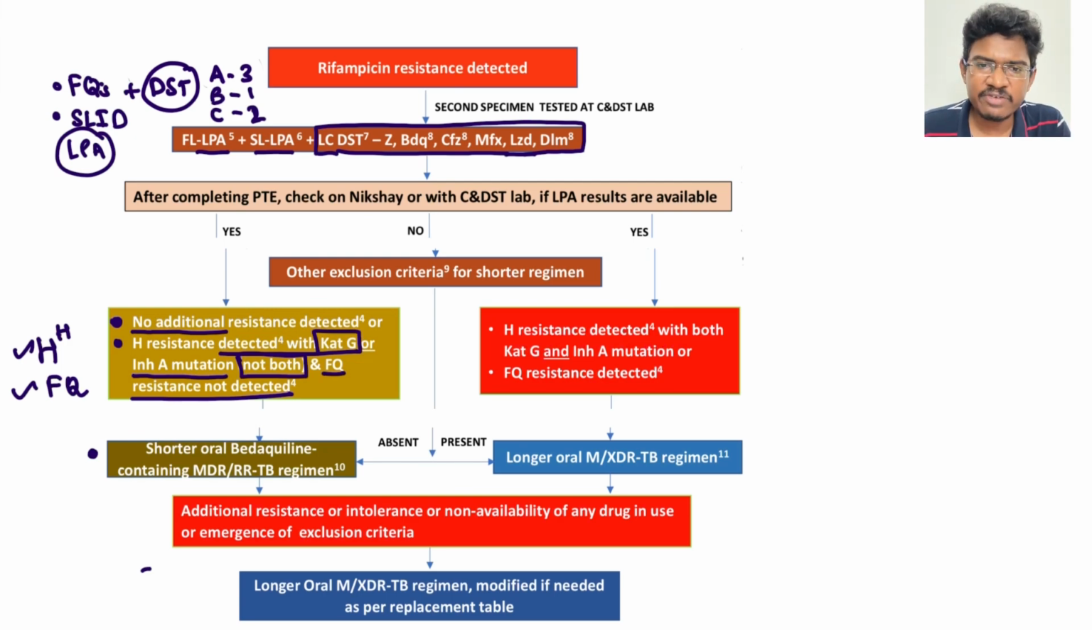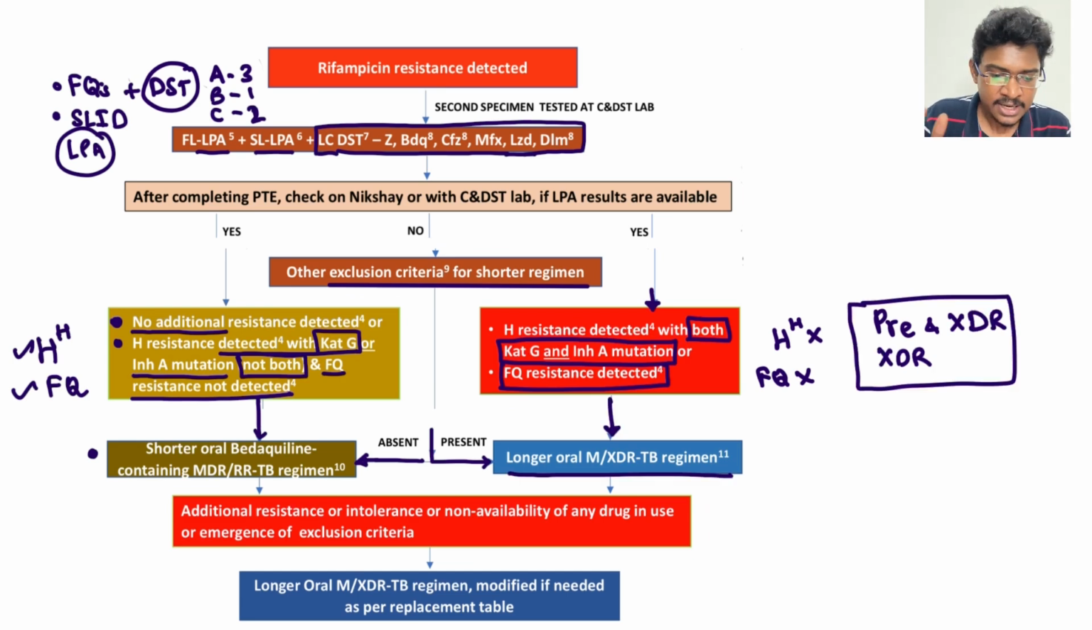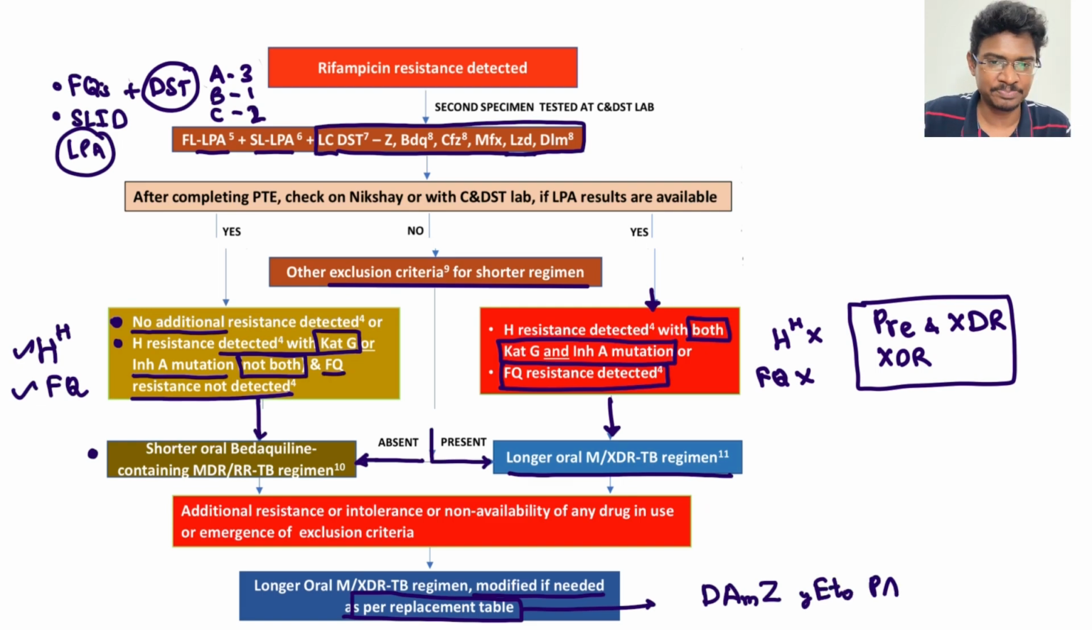If you don't have any LPA results or the LPA facility is not available, then what you can do is check for the exclusion criteria where you should not give the shorter oral regimen. We will be discussing it. If it is yes, then go for the longer oral MDR or XDR-TB regimen. Or if you are testing resistance and isoniazid resistance is detected for both KAT-G and INHA, both means even high dose isoniazid won't work. Next, if fluoroquinolone resistance is detected, that means it is going towards pre-XDR.